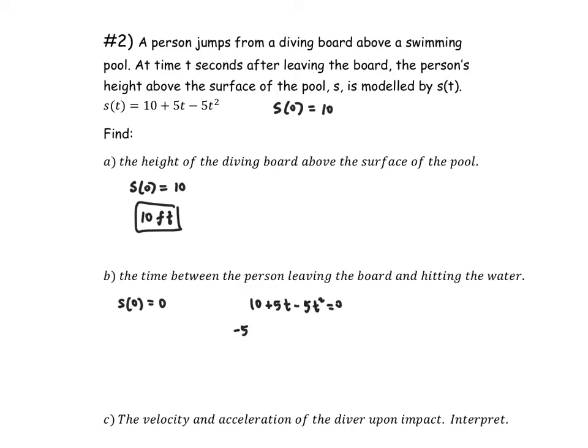I'm going to factor out a negative 5 and rearrange so I have my leading term in front. And I get this. Okay, so I'm going to factor this to be t minus 2 and t plus 1. Okay, within the context of this problem, would it make more sense for the diver to be in the air for 2 seconds or for the diver to be in the air for negative 1 second? So let's make a logical decision here, and let's choose that it would take 2 seconds for the diver to leave the board and then hit the water.